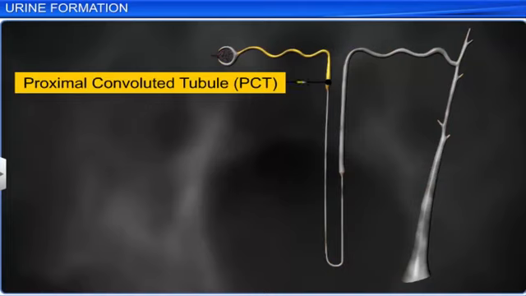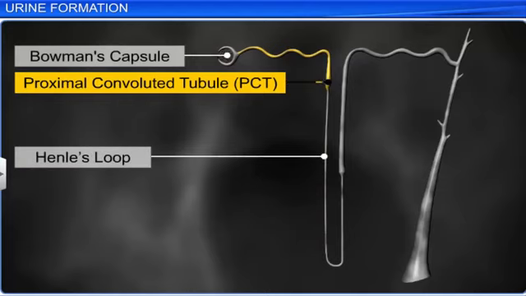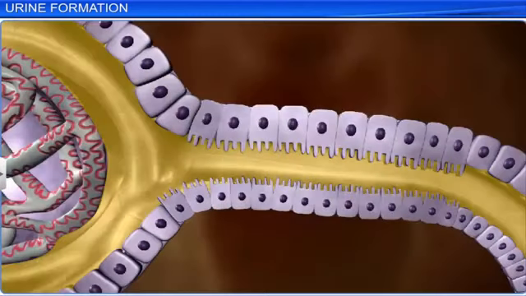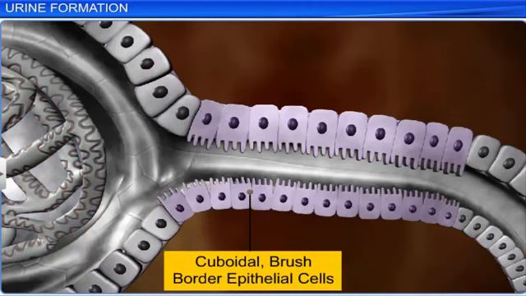The proximal convoluted tubule is the section of the nephron situated between Bowman's capsule and Henle's loop. The glomerular filtrate from Bowman's capsule enters this tubule, which is lined by cuboidal, brush border epithelial cells that help to increase the surface area for reabsorption.